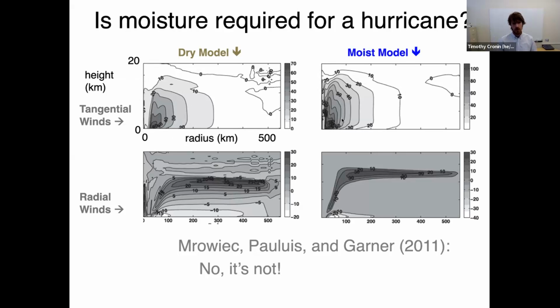That's very similar in the dry model and in the moist one, though the winds in the moist model are somewhat stronger and a little more concentrated. And then on the bottom panels are shown that the radial winds are the inflow and outflow, sort of going towards the center of the storm and away from the center of the storm. And in the dry storm, there's a deep layer of inflow and then a deep layer of outflow in the upper troposphere. In the moist storm, the layer of inflow and outflow are shallower and a little bit stronger.